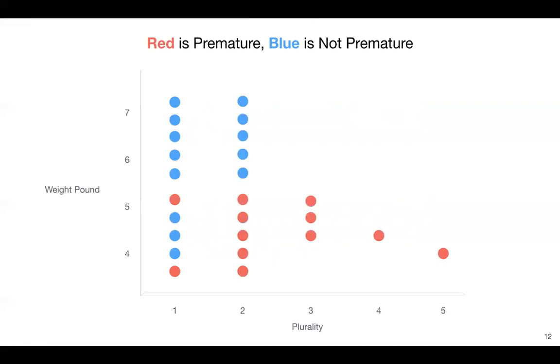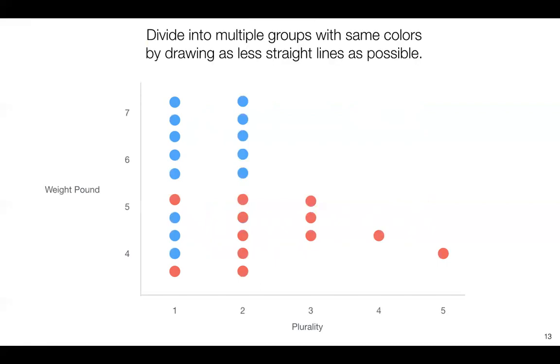So here, the red color are the prematurely born babies, and the blue color are the not premature, okay? So basically, we want to draw a few lines, as few as possible, to divide these babies into different buckets or different groups. Okay, and so the question is, where should we draw the line?